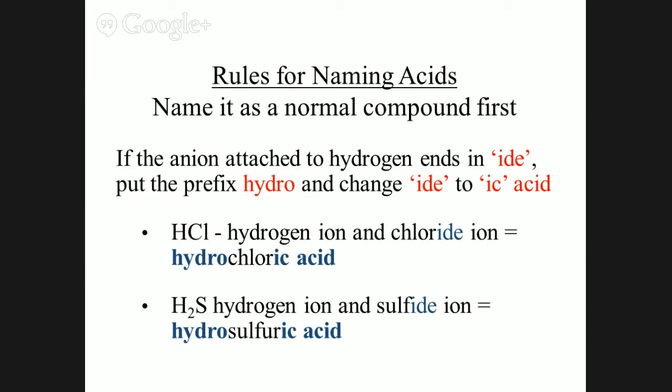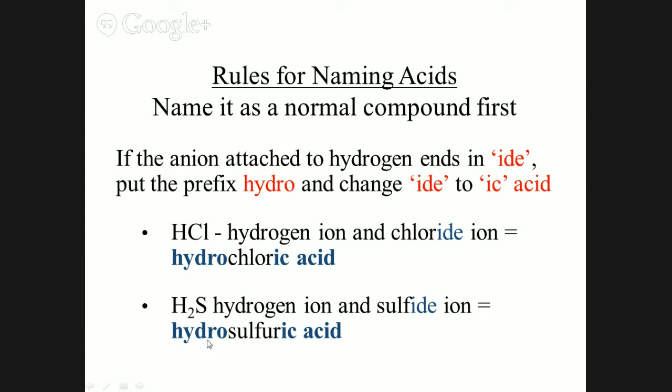For example, if the anion is attached to a hydrogen and ends in "ide," think like chloride or sulfide or oxide. If that's how it ends, then we put a hydro in front, and then the IDE ending gets changed to IC. So this would have been hydrogen and chloride. It becomes hydrochloric acid.